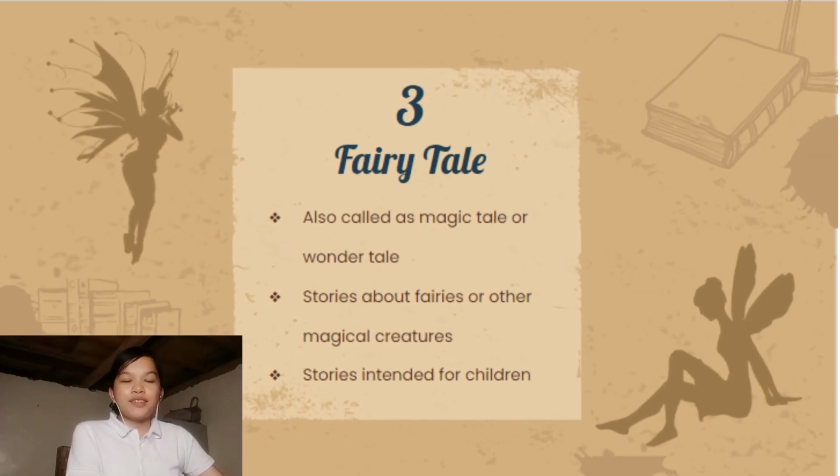So the third literary genre is the fairy tale. Fairy tale is also called magic tale or wonder tale. It is the stories about fairies or other magical creatures. The fairy tales are intended for children. So it is a literature about magical stories that is intended, as I've said earlier, for the children.